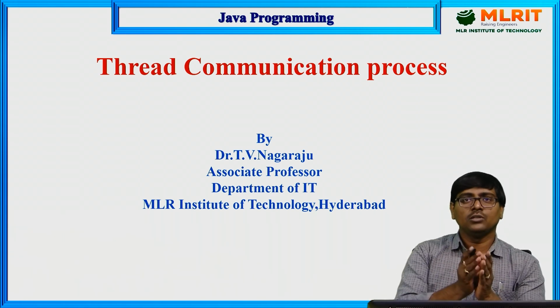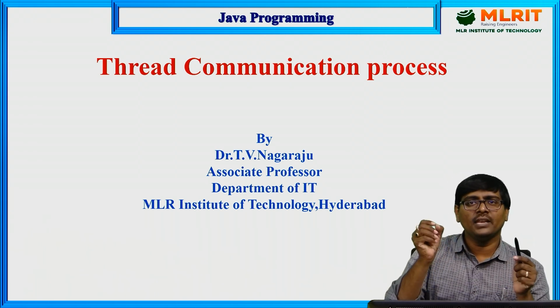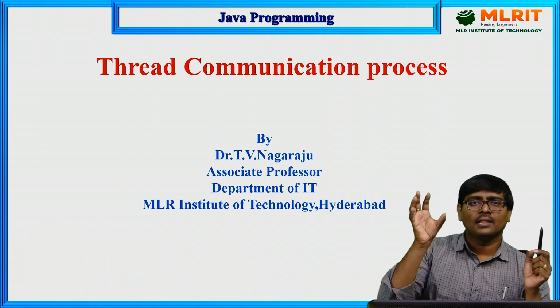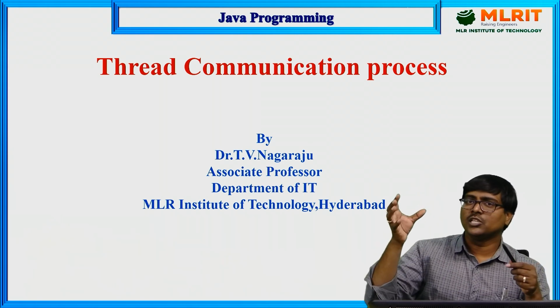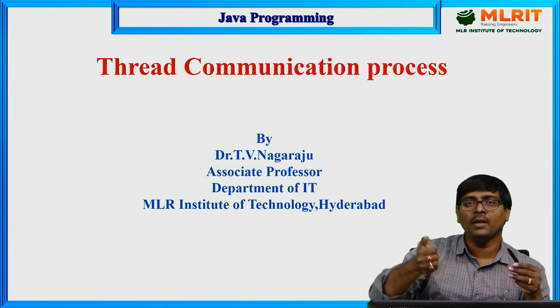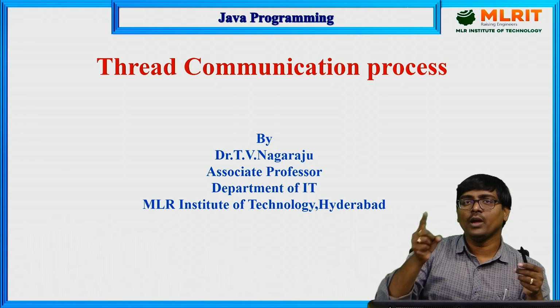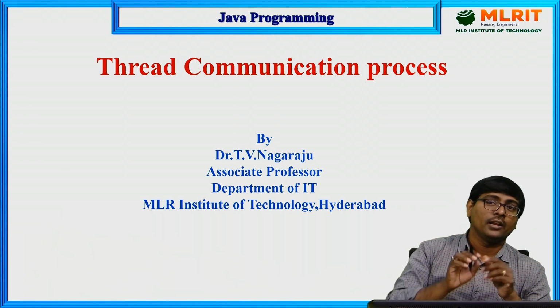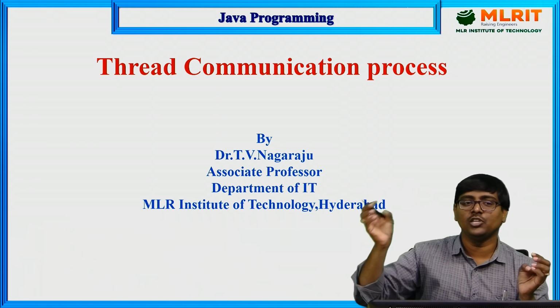In the last session, we discussed thread synchronization. What is the need of synchronization? The main need is, if you have a shared resource and it is used by more than one thread at a time, it leads to wrong results. To avoid such a problem, we are using synchronization. Synchronization controls the accessibility of the shared resource.